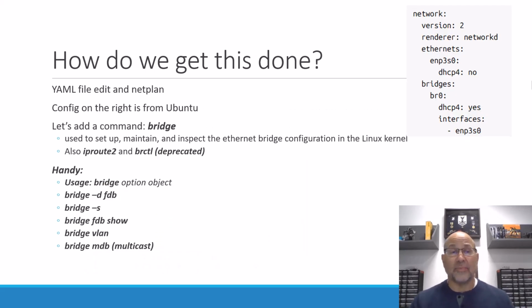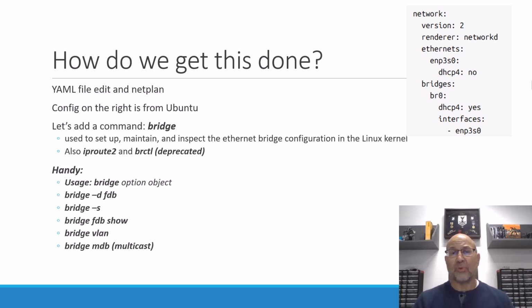Well, how do we get this done? Well, that previous quote was from Red Hat. But of course, we're doing things on Ubuntu right now. So we're going to edit our friend the YAML file, and then we're going to apply it using netplan. So the config above me here is right off the Ubuntu page, and we'll do something similar. We're going to add a little bit to it. But as you can see, instead of just adding an IP address like we did last time, what we're going to do now is add an actual bridge to this particular Linux VM.